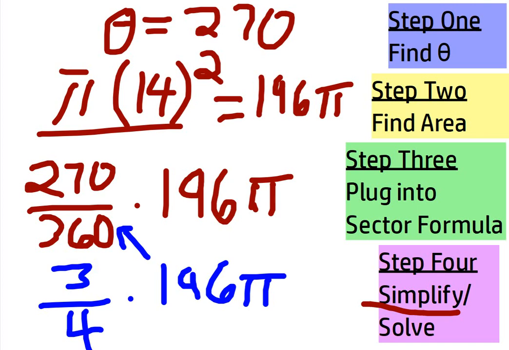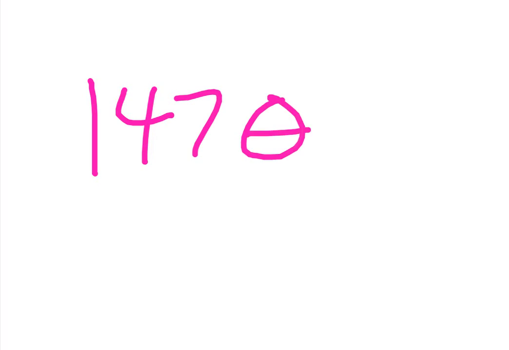So I'm going to take 196 and divide by 4. What's 4 times 50? 200, right? So it's going to be 1 less than that. So it's going to be 49. So I have 3 times 49 pi. Just going to put that on another page because we're running out of space here. 3 times 49 is 147. So your final answer for this one is just 147 pi.